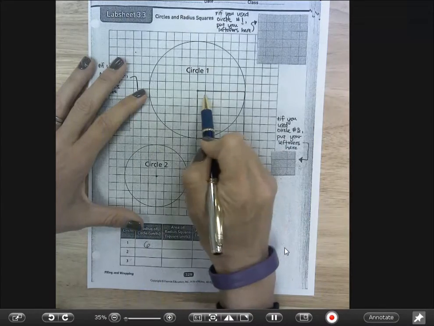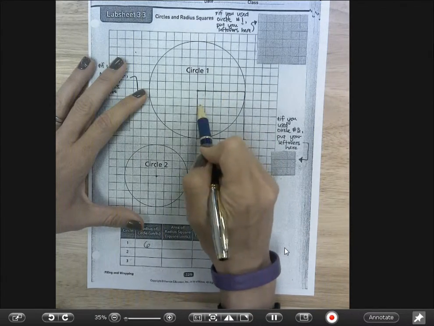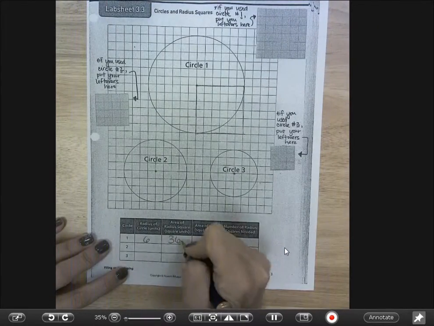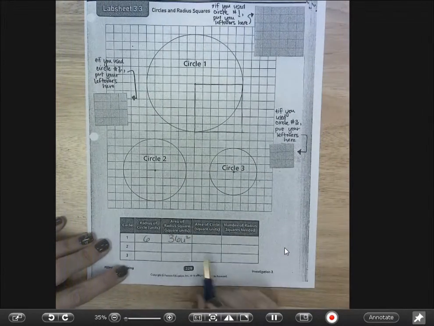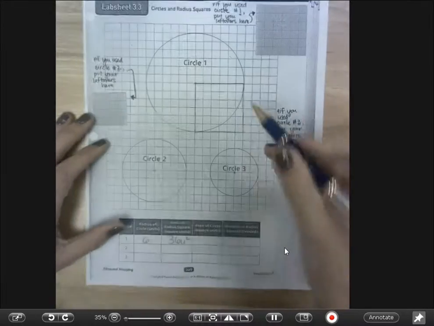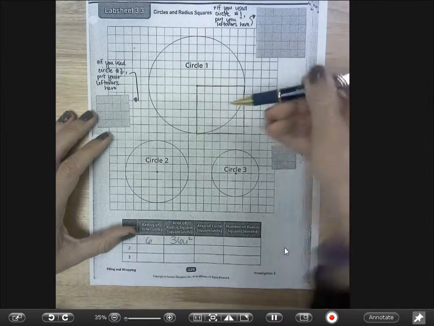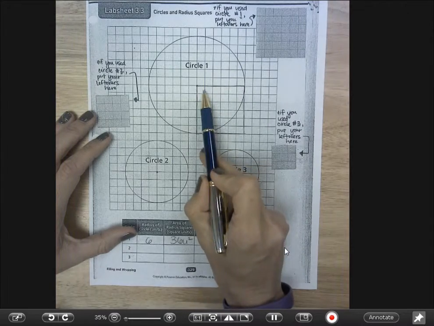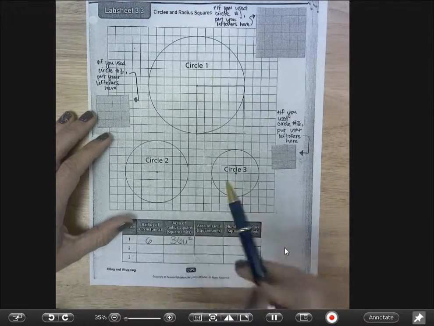So this radius square right here has an area of 1, 2, 3, 4, 5, 6 by 1, 2, 3, 4, 5, 6. 6 times 6 is 36 units squared. So one radius square of a circle for this specific circle is 36 units squared. Now looking at this circle, how many radius squares do you think it has?